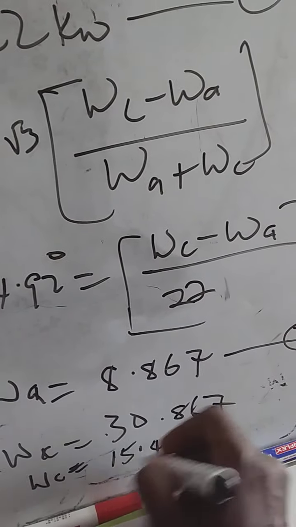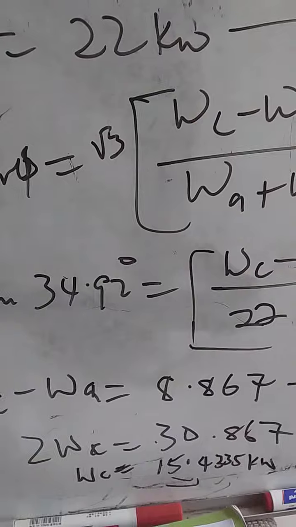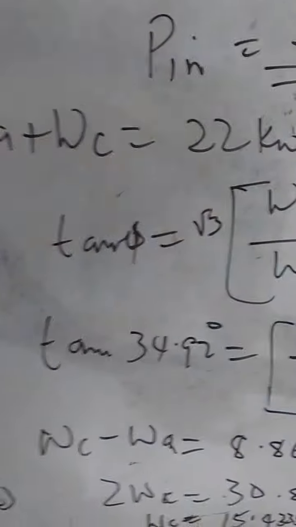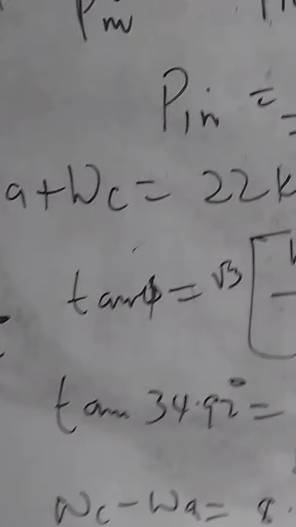kilowatts. So that is your WC. You can then substitute WC into any of the equations, and then you find your WA. That sorts that one out. Thank you.